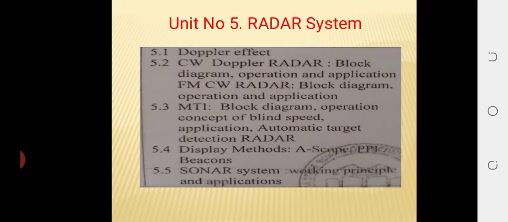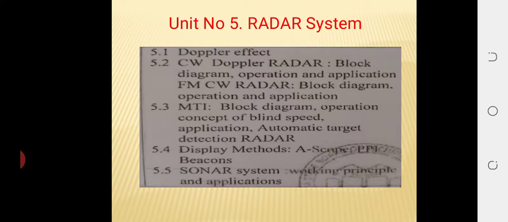Then automatic target detection radar. The most common application of the radar is to detect a target from a distance, and how to target it. For example, radar is mostly used in military areas, navigation, in aeroplanes, to detect the target or to detect the enemy target. So how the enemy target is detected, we are going to study in automatic target detection radar.